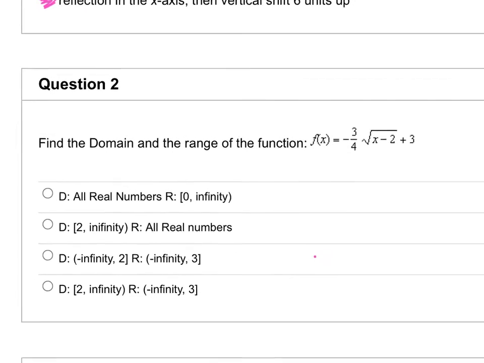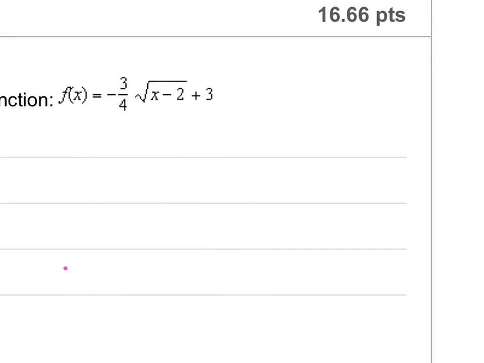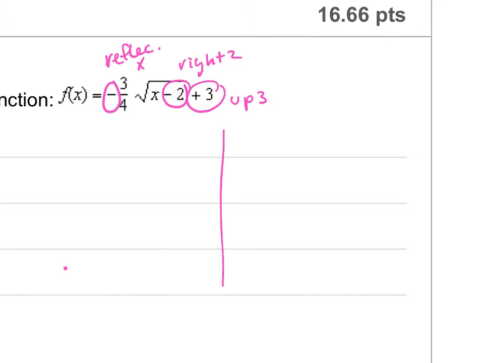The next one, find the domain and range of the function. So this one, we could graph it and plug in all of our points, or we could just see our transformations that are happening. So what does this negative on the outside tell us? A reflection on the x. And then a minus 2 on the inside. Right 2. And plus 3. Up 3.